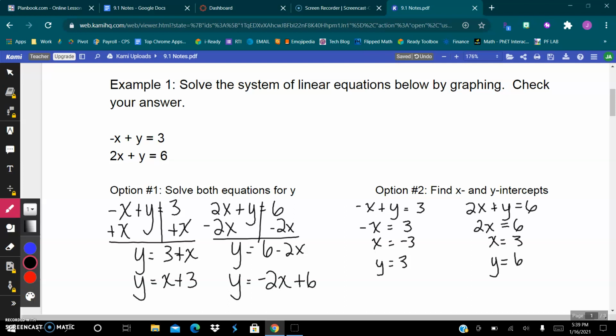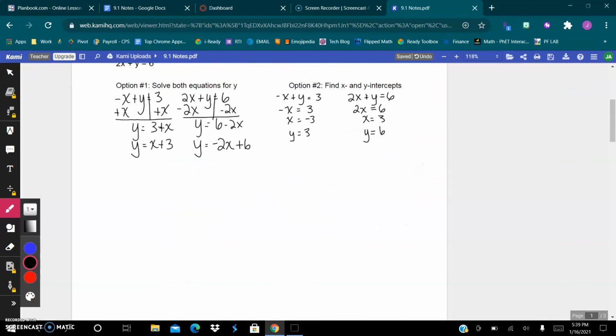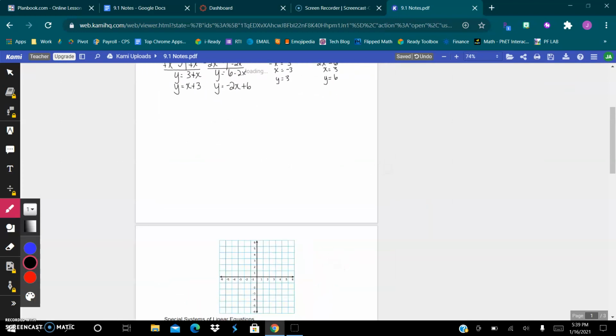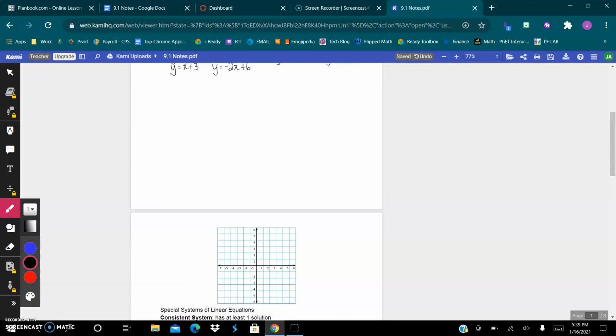And now to graph, oh, my graph went all the way down to the other page. We have x plus 3 here, so the y-intercept is positive 3, so a dot at 3. And the slope, remember, is the m, which is the coefficient in front of the x. In this case, it would be 1, so I would go up 1 and over 1. To get a straight line and good points, I'm going to do this in both directions.